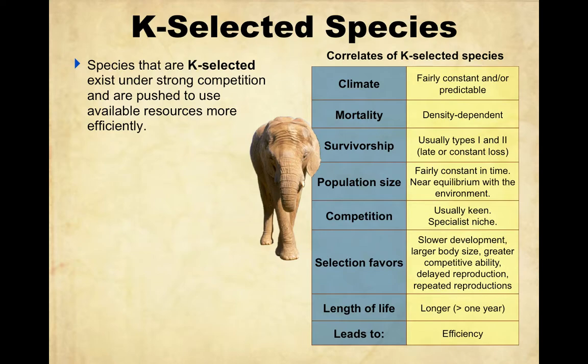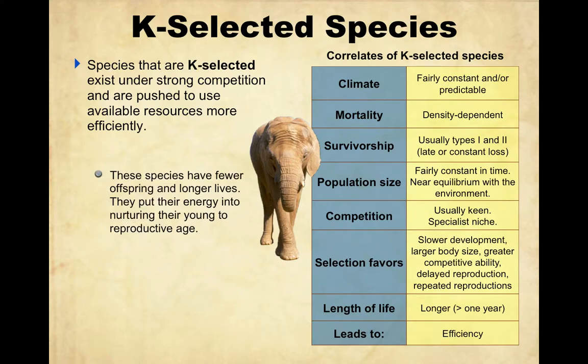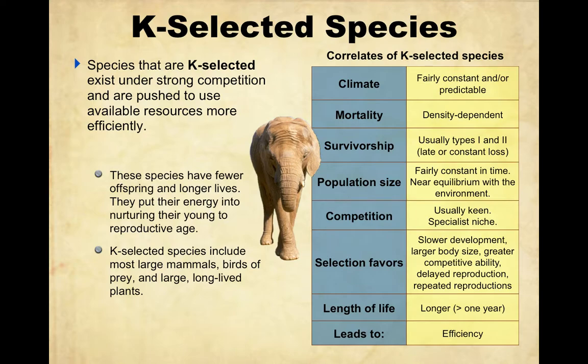So they're efficient because they have to work pretty hard in order to be alive. Because of these characteristics, they put a lot of energy into taking care of their young. They don't have that many offspring, so they need to make sure that their offspring are really good at surviving. Whereas r-selected species have so many offspring, it's like, we can lose 90%, 10% is still a lot. My genes will still get out there if I'm r-selected. So these are large mammals, birds of prey, and large, long-lived plants such as redwood trees.